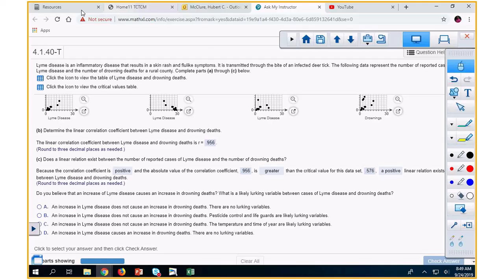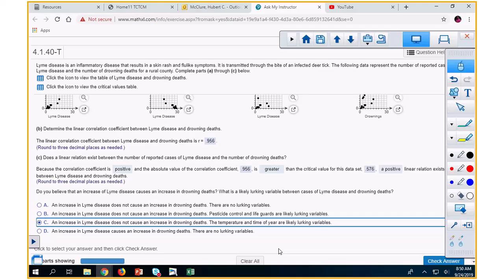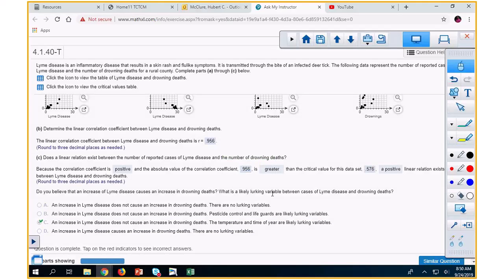Oh my God. Do you believe an increase in Lyme disease causes an increase in drowning deaths? No. It should be no. Whichever one says no. Okay, C. Does not. Okay, you say C. It should be no because they don't. What is the underlying thing in common? People are up outside. Summer. That's what. So if it asks that, then it's okay.